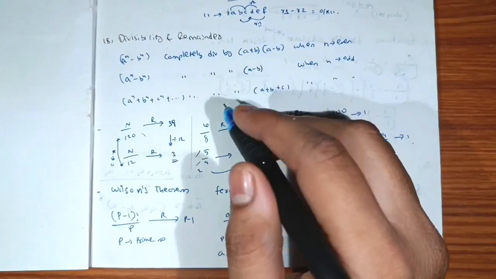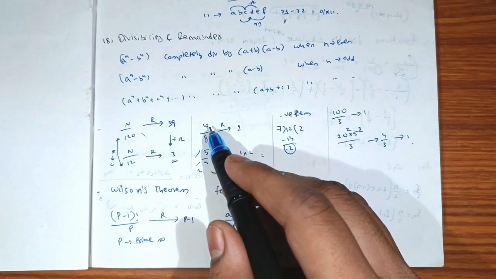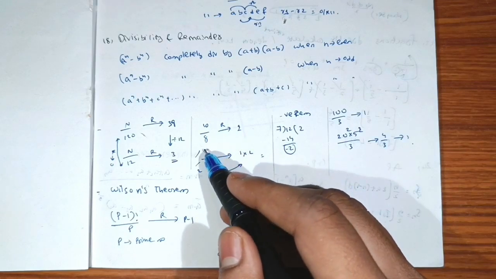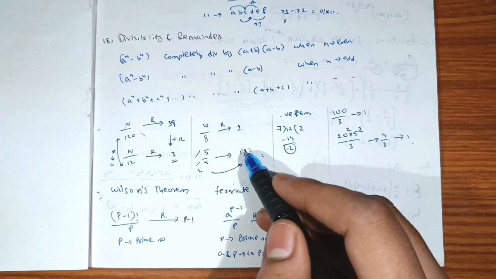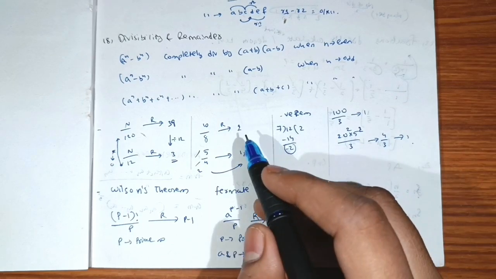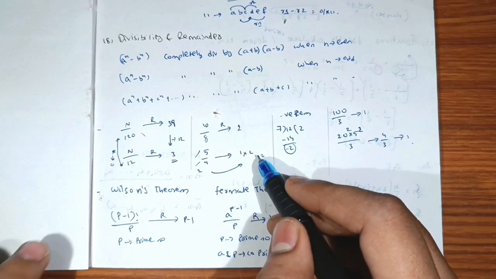Suppose your number is like 10 by 8, the remainder will be 2. Suppose you have numbers like 2 5 and 2 4, that is 5 by 4, then the remainder will be 1. So this is not a correct answer. When you are striking out with any number, you again should multiply that number with the result, like 1 into 2.